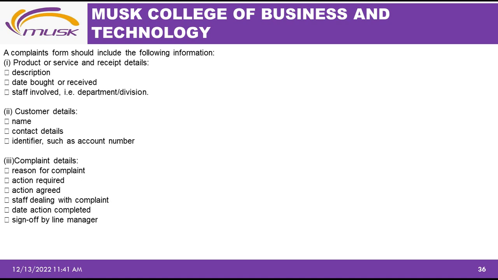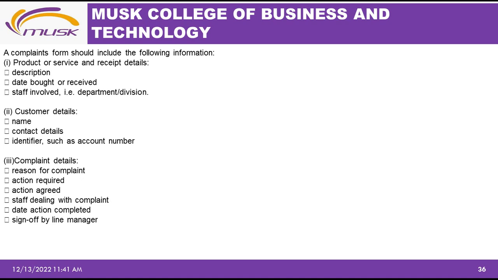What the supermarket is going to do, of course, nowadays they have CCTV cameras. They can retrieve that particular time that you were buying, and they can see whether it's true or not. So: product or service and receipt details, description, date bought and received, staff involved. So you can mention that.